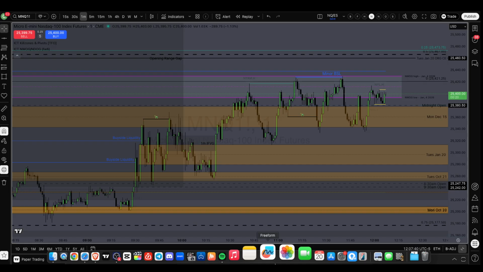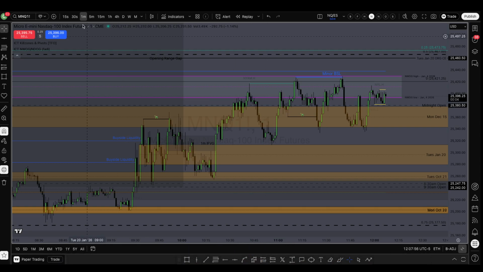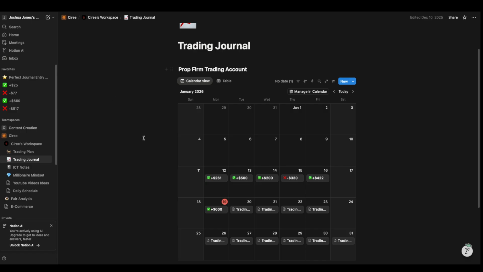Per session, I try to take a maximum of two trades per session. Sometimes I do take three, depending on the situation. But max session loss. But let's just pull it up. Pull up my trading plan. That's from the game for today.